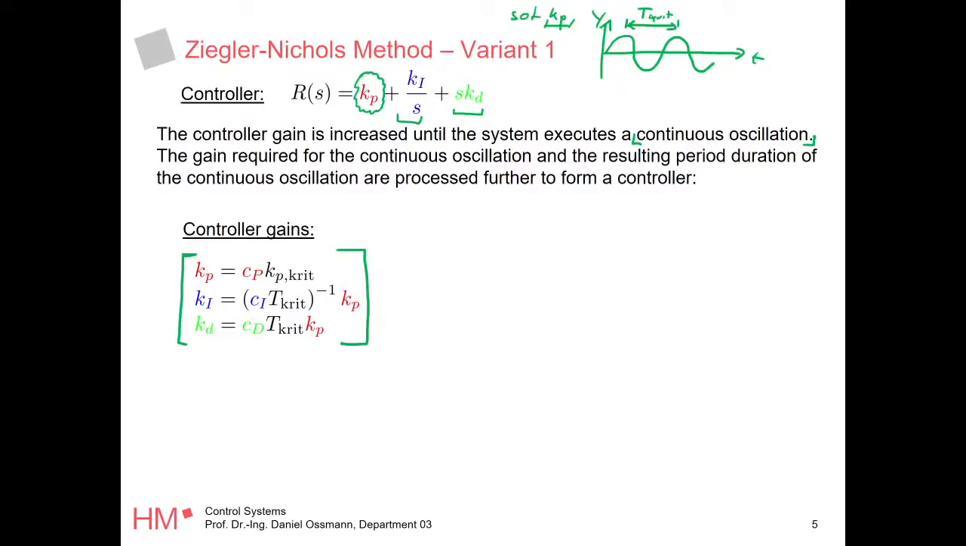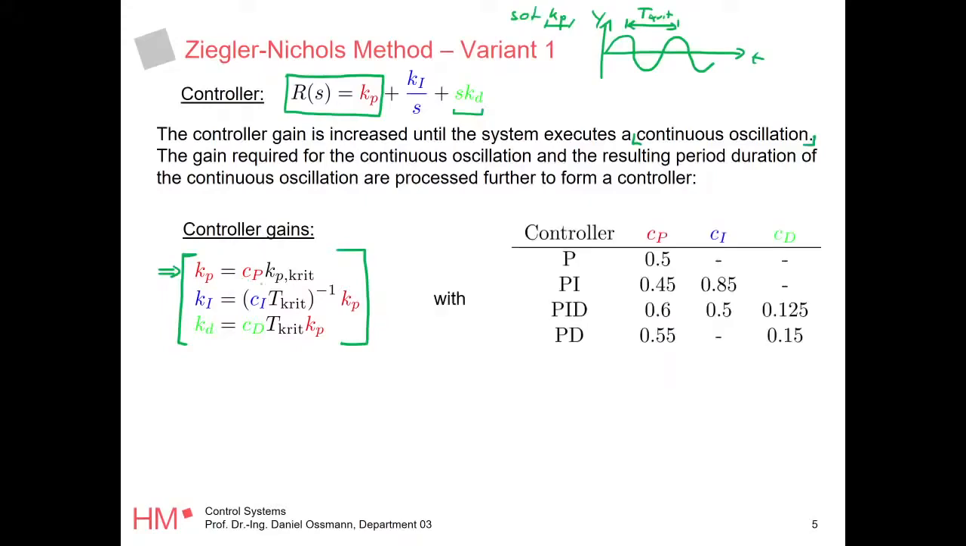And remember, we have to select the controller form in advance. Let's say we want to have only a proportional controller. Okay, we look in our table and it says, okay, Kp is equal to this constant here, Cp, times our critical gain, which we measured from our experiment. So you should raise the question now, well, what's Cp then? Well, this comes from a fixed table which Ziegler and Nichols developed.